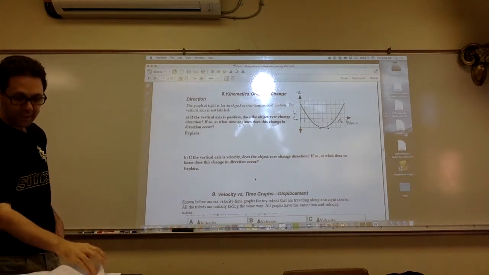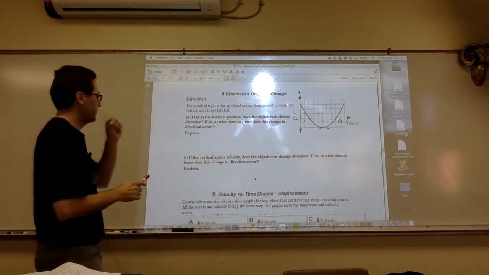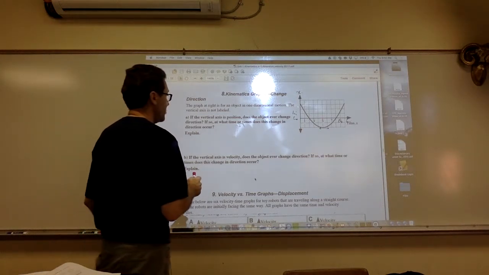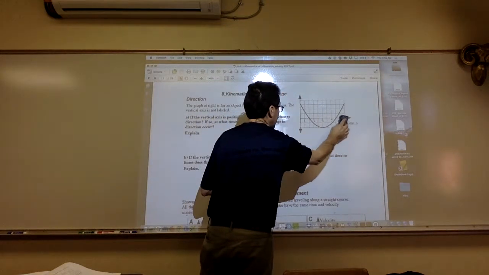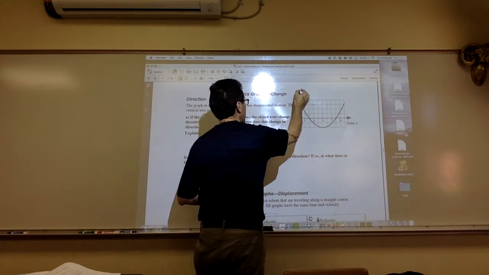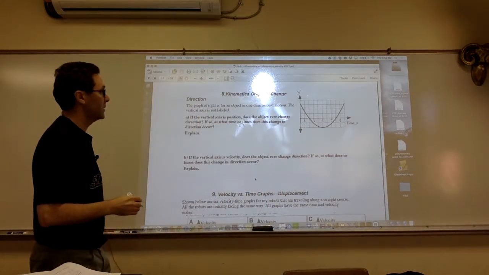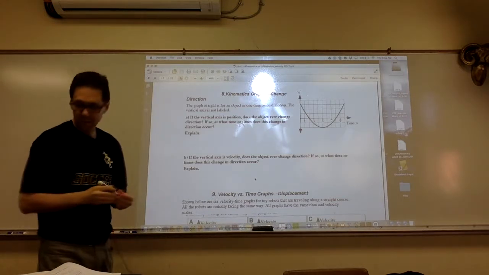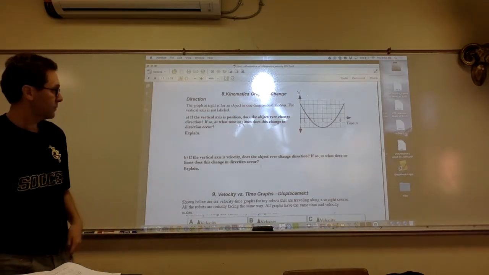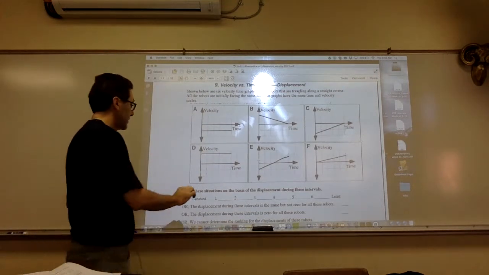If the vertical axis is velocity, does the object ever change direction? So if this is a velocity time graph, you do change direction each time you cross the time axis. So yeah, you do change direction at 2 seconds and at 8 seconds. Okay. So just be careful how you read these graphs. Number 9.